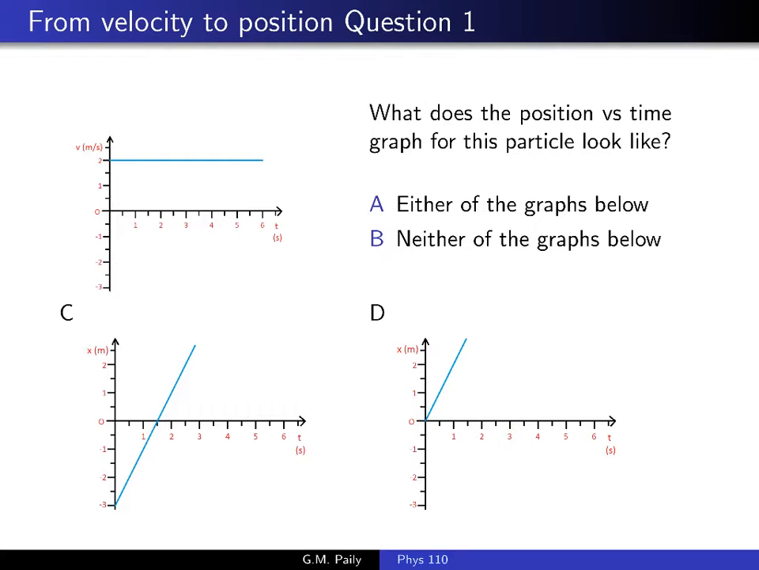In this question, we are given a velocity versus time graph and asked to find the corresponding position versus time graph. Is it this, C? Is it this, D? Could it be either of them? Or is it definitely neither of them? Pause the video, take a moment, and try and decide for yourself.